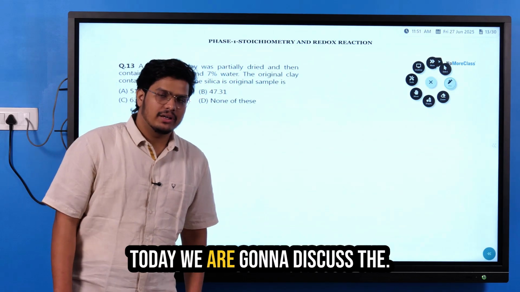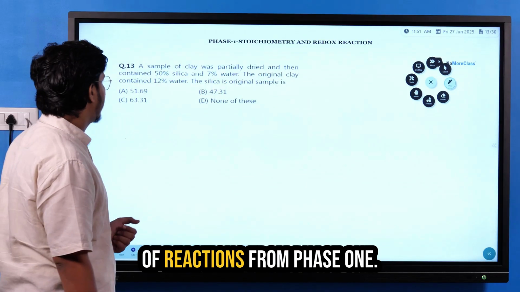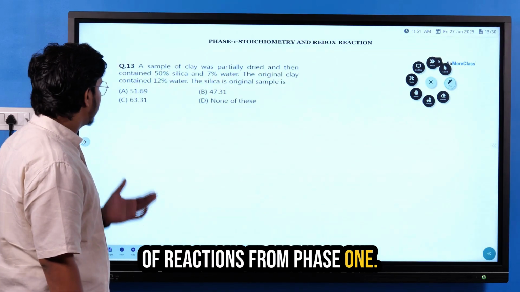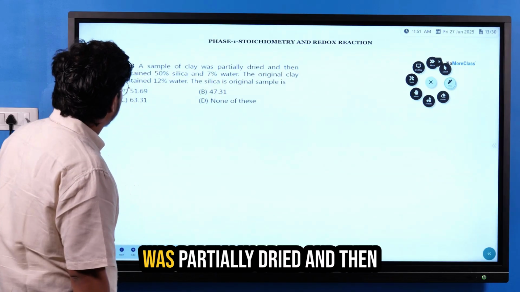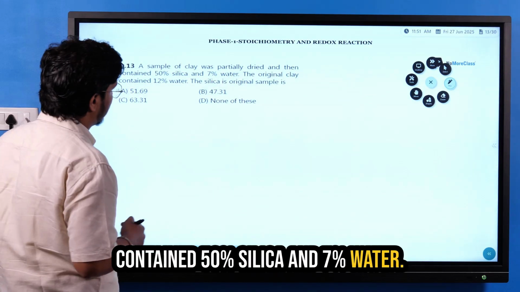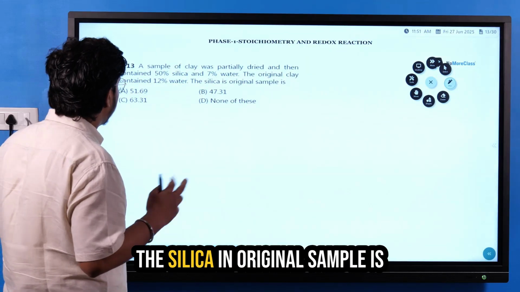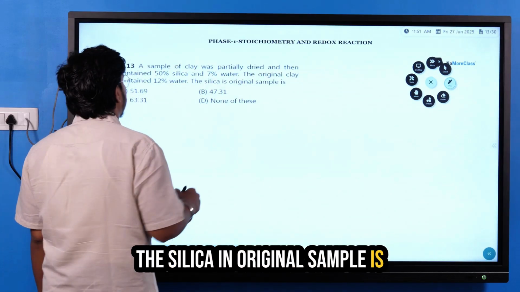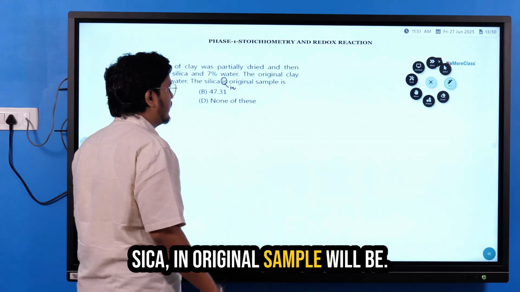Hello everyone. Today we are going to discuss the question from stoichiometry and redox reactions from phase 1, question number 13. The question is: a sample of clay was partially dried and then contained 50% silica and 7% water. The original clay contained 12% water. The silica in the original sample will be?